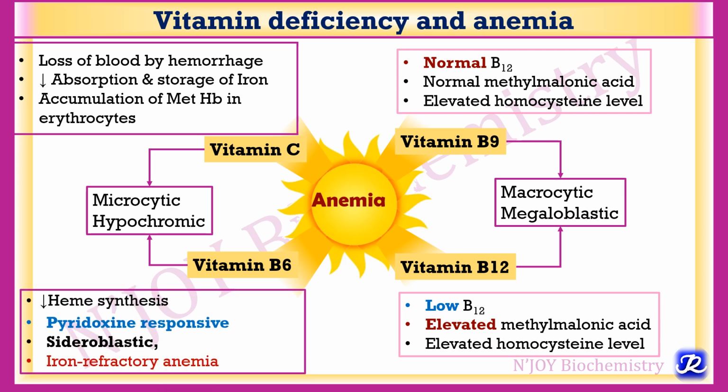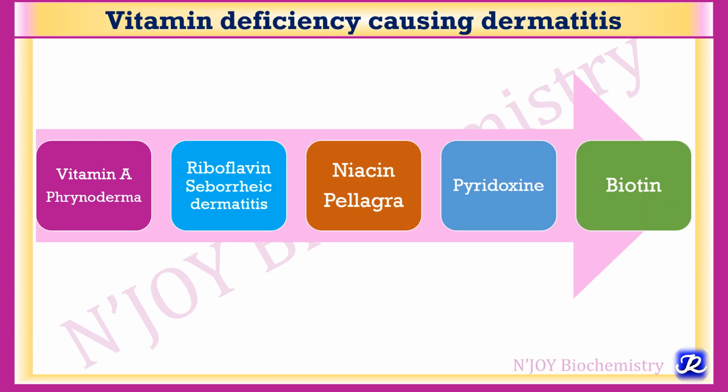Vitamin B6, the pyridoxal phosphate, is required for heme synthesis, and if it is deficient, there will be reduced heme synthesis. The anemia present in vitamin B6 deficiency will be pyridoxine responsive sideroblastic anemia, and it is an iron refractory anemia. So these four vitamins can present as anemia: vitamin B9 and B12 as macrocytic anemia, and vitamin C and vitamin B6 deficiency as microcytic anemia. Now let's see which vitamin deficiency will result in dermatitis.